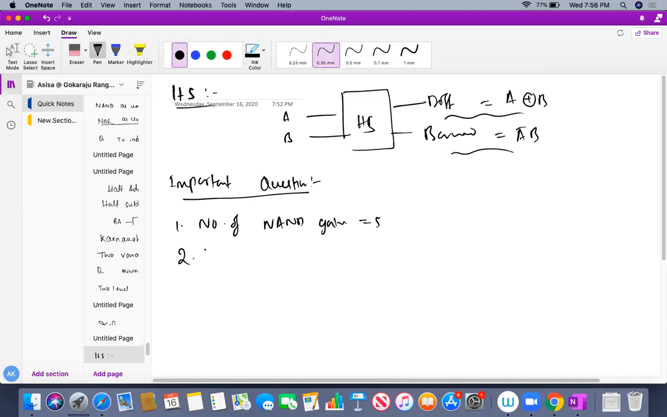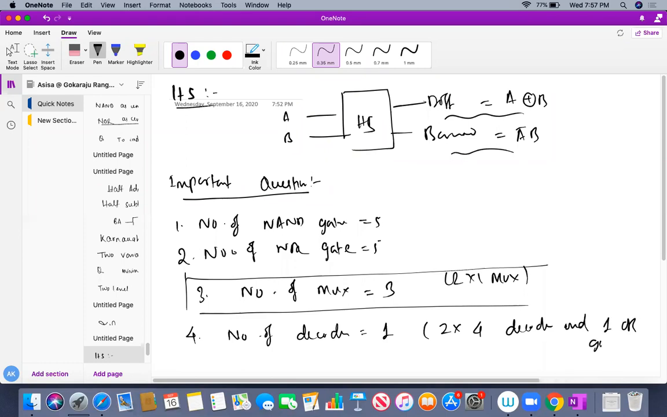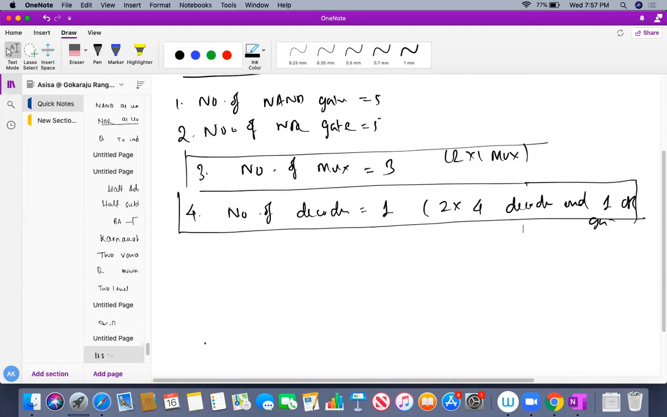Next, the number of NOR gates is also 5. Next we move to the number of MUXes required. I will discuss all these things about the MUXes, so don't worry. It requires 3 of 2 cross 1 MUXes. I'll discuss this point later. The fourth point is obviously the number of decoders. The number of decoders required to design it is 1. It's a 2 cross 4 decoder and one OR gate. These two things I'm going to discuss briefly later on, so don't worry about these two points.